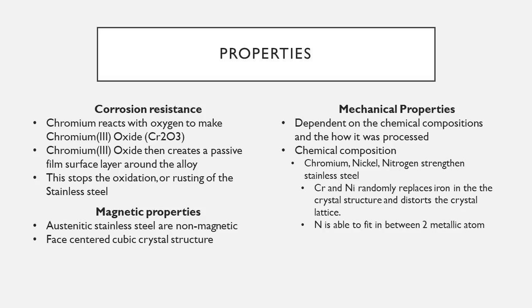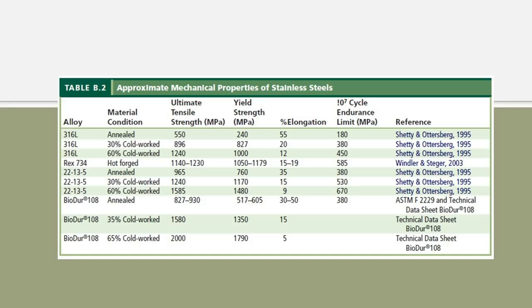The addition of nitrogen, which due to its small atomic size is able to fit even in between two metallic atoms within the lattice structure, has been shown to increase both the mechanical strength of these alloys and also increase the corrosion resistance properties of stainless steel. Table B2 from the book gives a nice overview of the different mechanical properties of stainless steel.